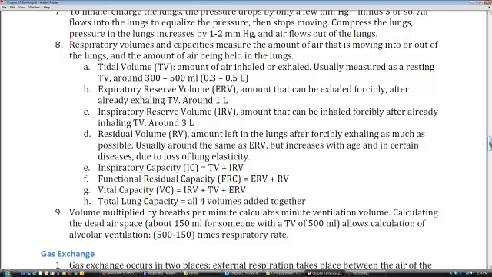The residual volume is the amount of air left in the lungs even if you've exhaled as hard as you can. You never completely deflate the lungs. So usually this is around the same as the expiratory reserve volume, but it does increase with age. It increases with diseases such as emphysema, because as lungs lose elasticity, you can't recoil them as well. So more and more air gets trapped in the lungs as you get older.